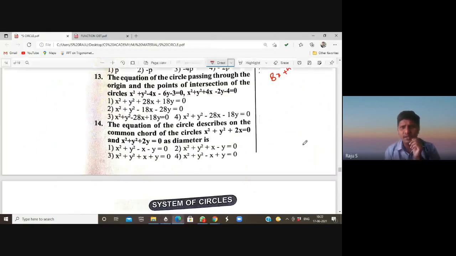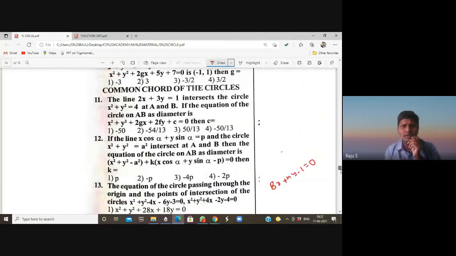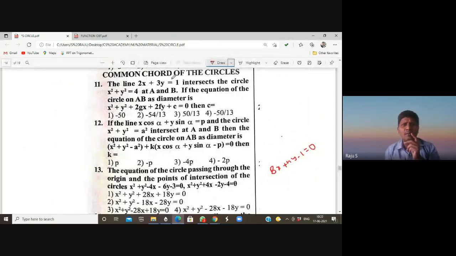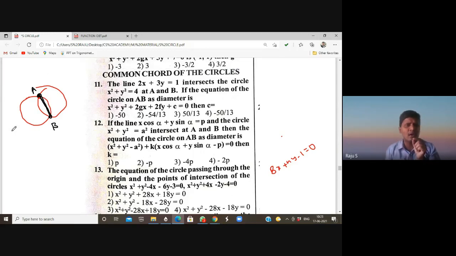Here the common chord is nothing but this: when two circles are intersecting, intersecting means intersecting at two points A and B. If you join these two points, this is a segment. This is a chord which is common to S1 equals 0 and S2 equals 0. Common chord. How can you find the common chord equation? S1 minus S2 equals 0. This is the formula for finding the common chord of the circles.